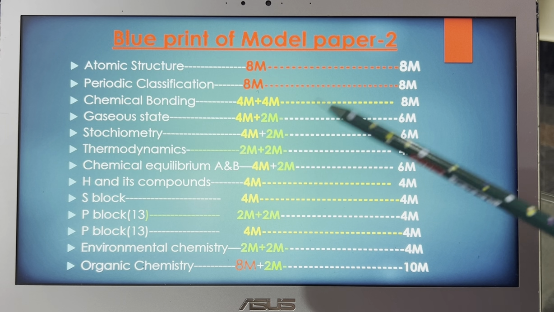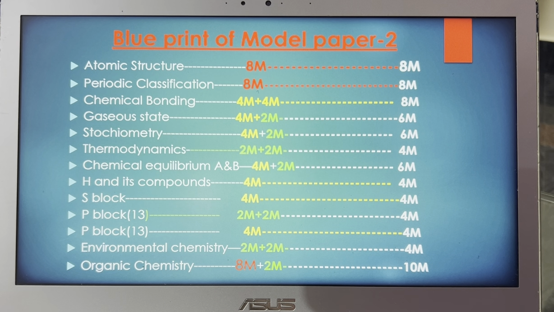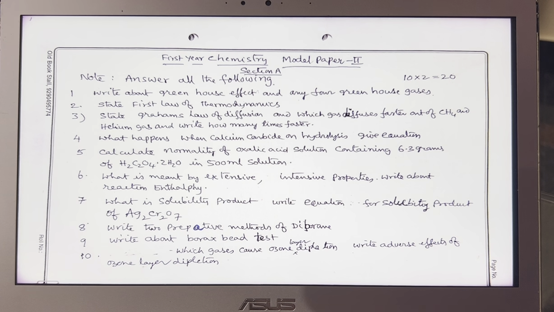There is no choice. So let us see the question paper, that is model question paper 2 for chemistry first year students. This is the model paper 2. The section A consists of 10 2 marks questions.